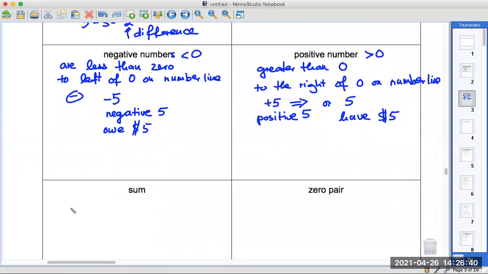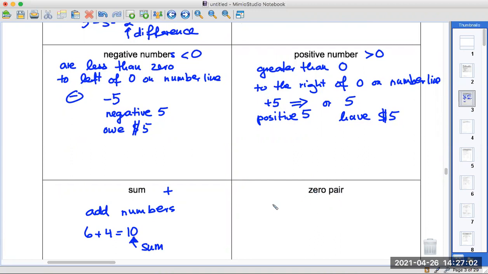Sum is when you add numbers. So I'll come up with 6 plus 4. The sum is 10. So this is the sum.